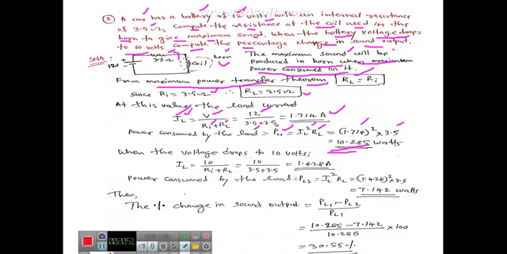Second case is when the voltage drops to 10 volts. If the voltage drops to 10 volts, then what is the change in the current? So 10 divided by Ri plus RL, so 10 by 3.5 plus 3.5. So the current is 1.428 ampere.